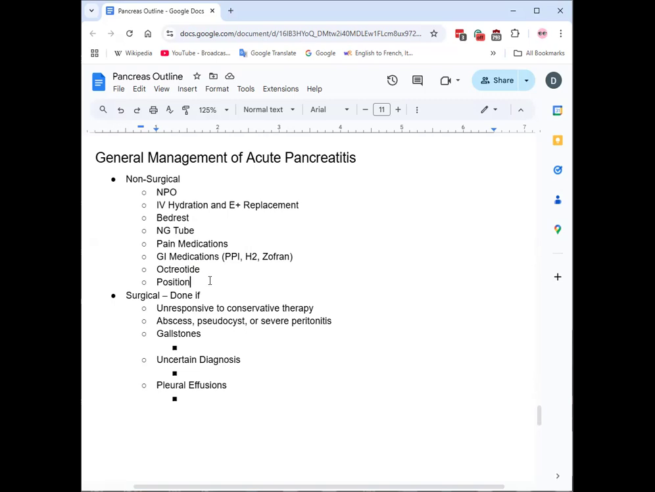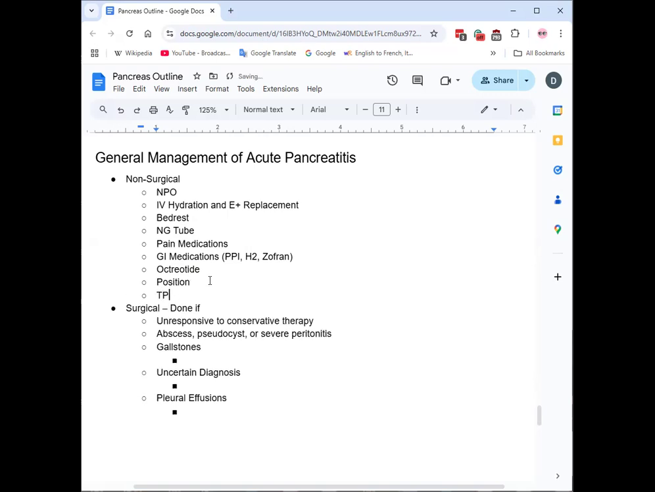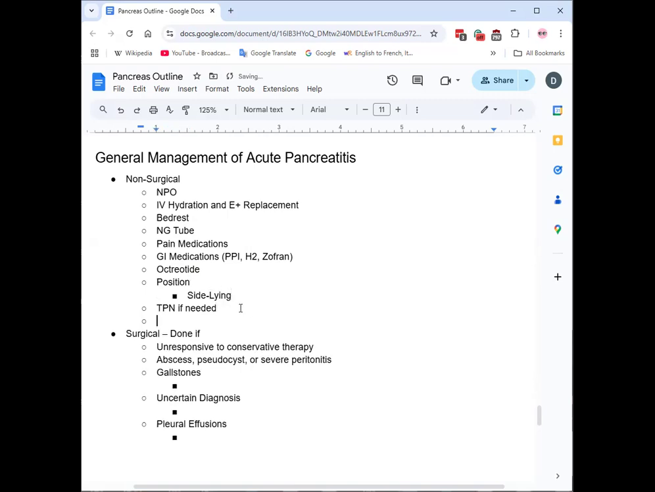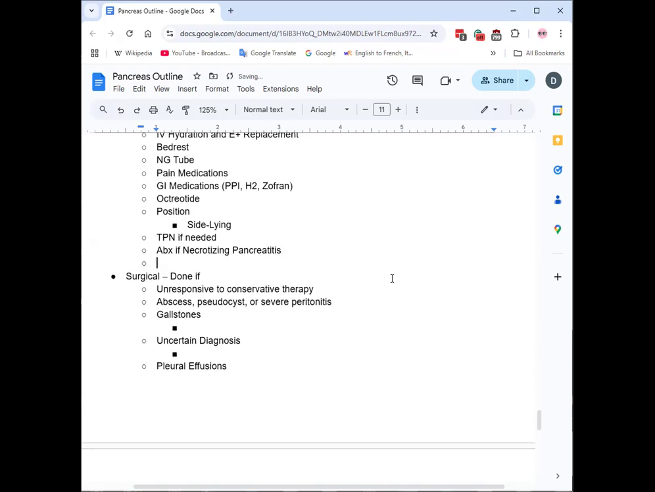The digestive supplements typically would be for chronic pancreatitis more so than acute. But yeah, they would like to take them. And as soon as you're able to get enteral feeding happening, you want to do that. Otherwise, TPN if needed. And he specified for position is side lying. Anything else? Antibiotics if needed.